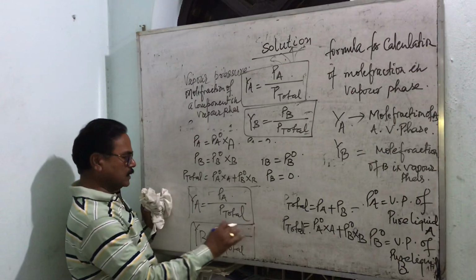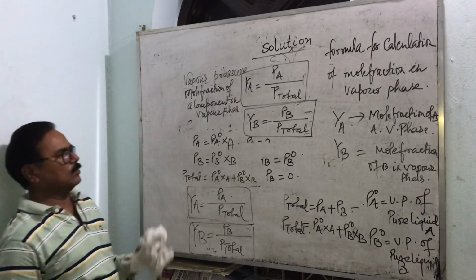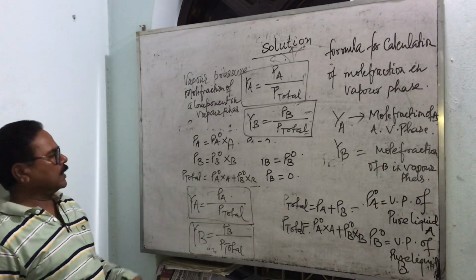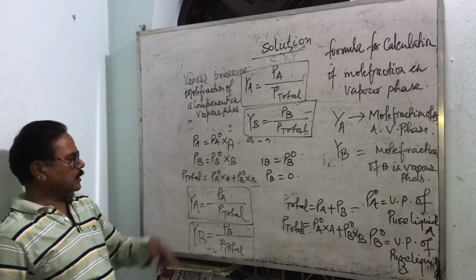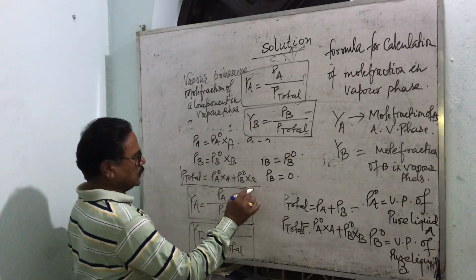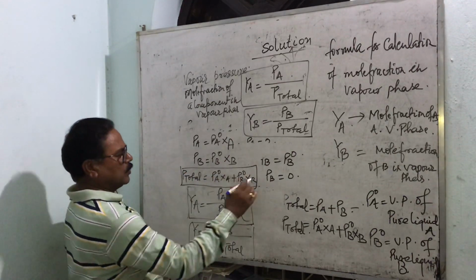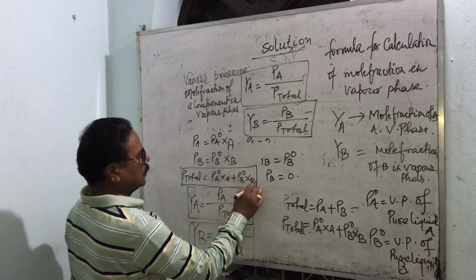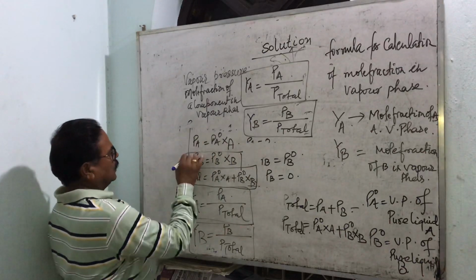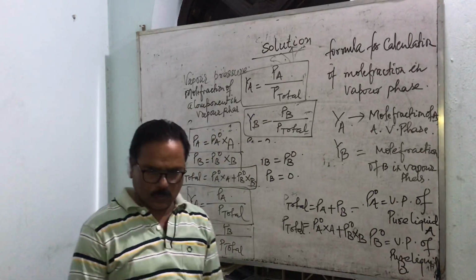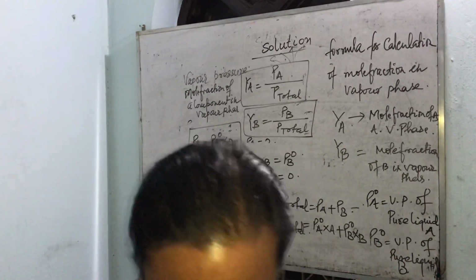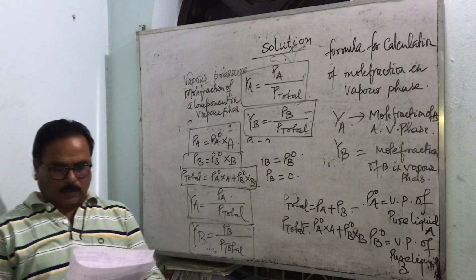So we should have the concept of Raoult's law for the volatile component, and we should have command over the formula, and this formula helps to solve the numericals. These are in the box. These are very important. By using these formulas, we are able to solve the problem. Now we come to the problems.